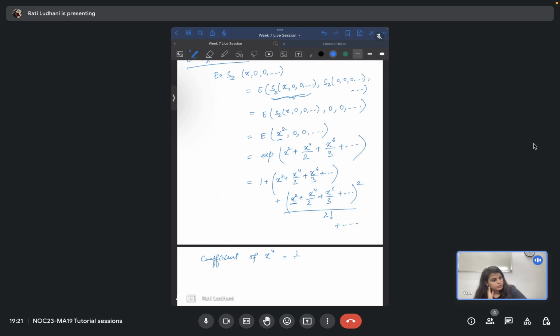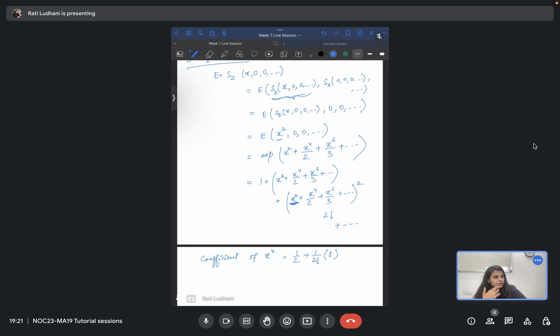you will get 1 by 2 here, and here you will get something that will be here 1 by 2 factorial into... so how many will it be? So we are doing a square, so from this you will get 1 x raised to power 4. Sorry, not multiplication, you will have only this x raised to power 4, so that will be just 1. Is that clear?